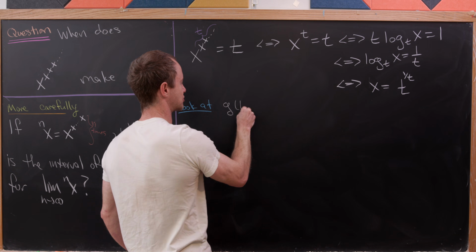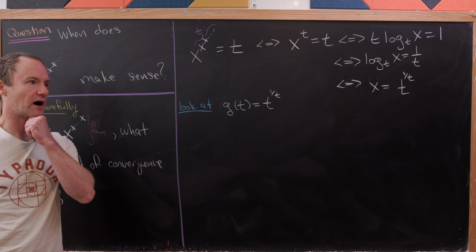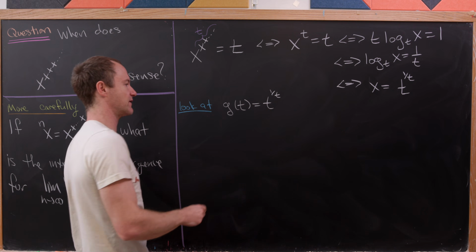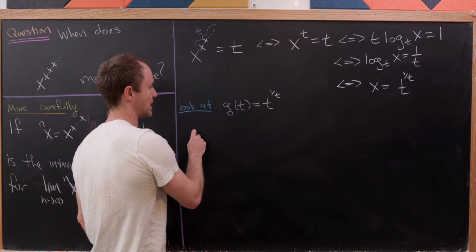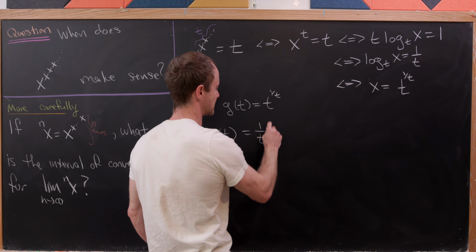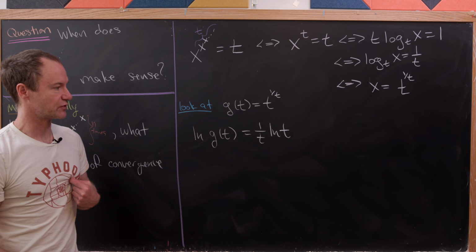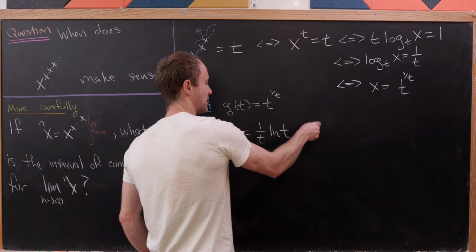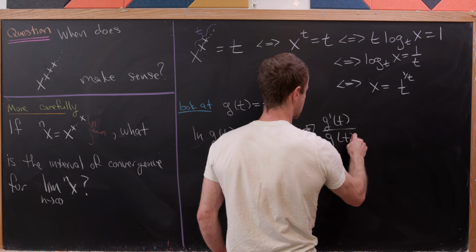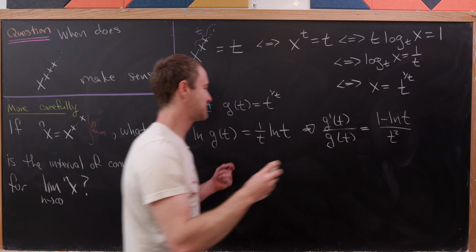So let's say that this function, we're going to call it g of t, which is t to the 1 over t. Now, I'd like to get a good picture of what the graph of this looks like. So I'm going to take the derivative to find a maximum or a minimum. But I need to use logarithmic differentiation here because I've got this goofy exponential type function. So let's observe that taking the log of both sides, I have the log of g is equal to 1 over t times the natural log of t. But that tells me that g prime of t over g of t is going to be 1 minus the log of t over t squared, just using the product rule.